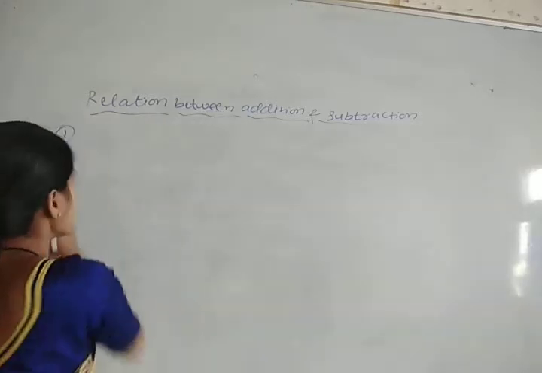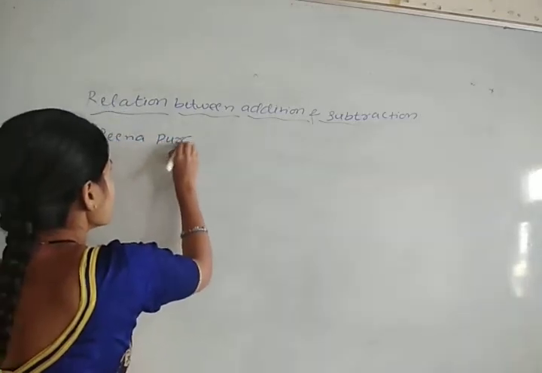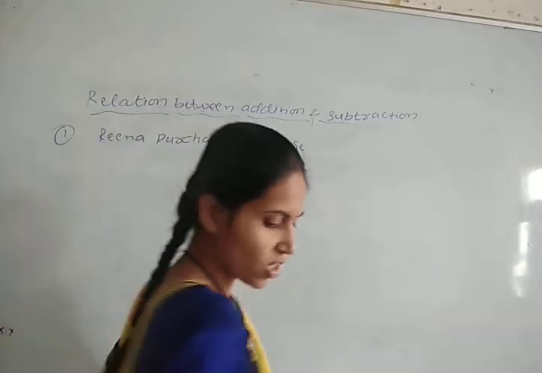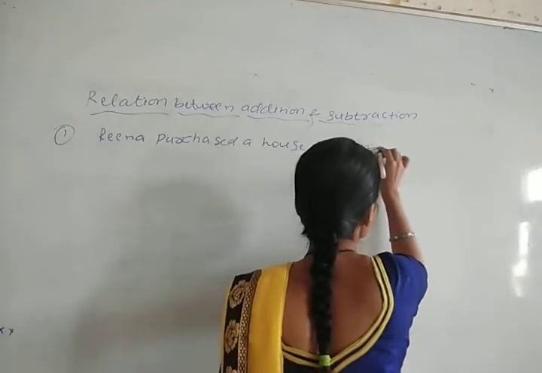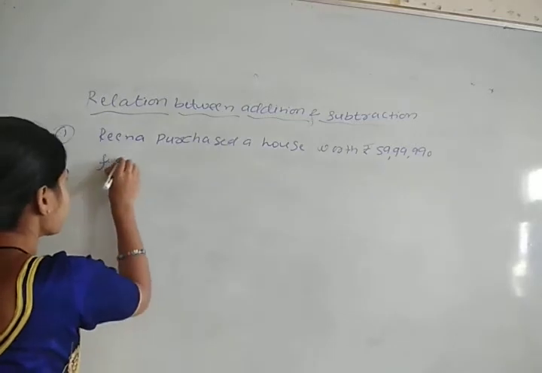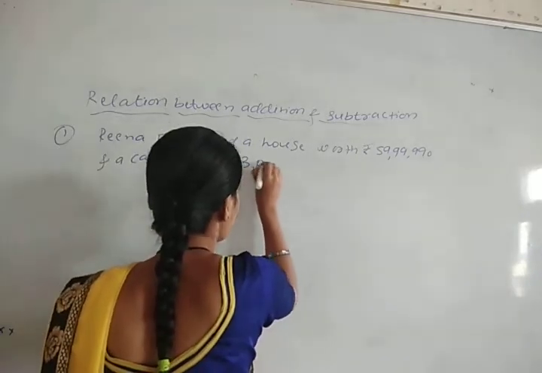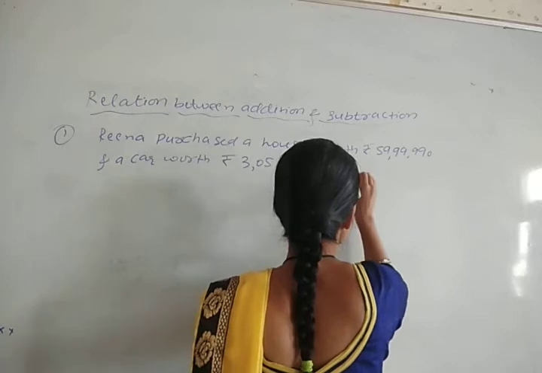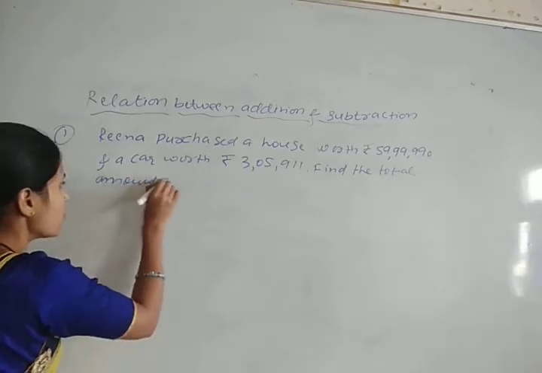So, they have given you one example. Reena purchased a house worth rupees 59,99,990, and a car worth rupees 3,05,911. Find the total amount she spent.